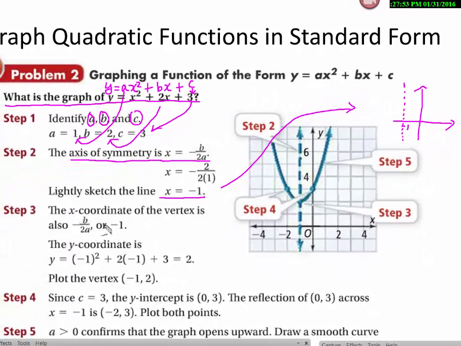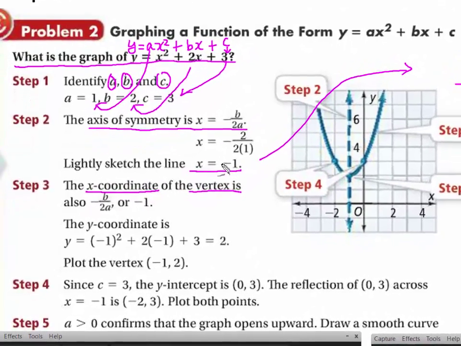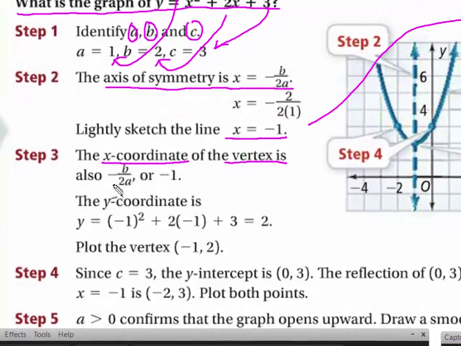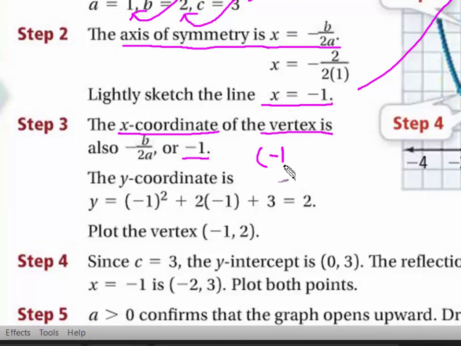The next thing, I try to find the vertex. I know the x-coordinate is the same value as the line of symmetry, which is negative b over 2a, or negative 1. I know the x-coordinate of the vertex right now is negative 1. The question is, how do we find the y-coordinate?